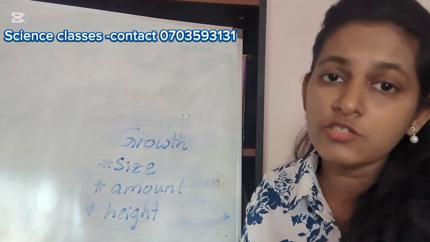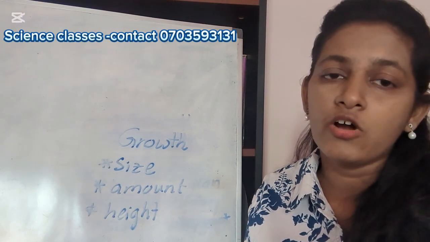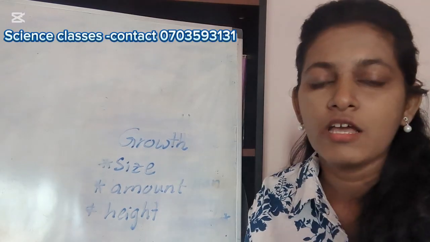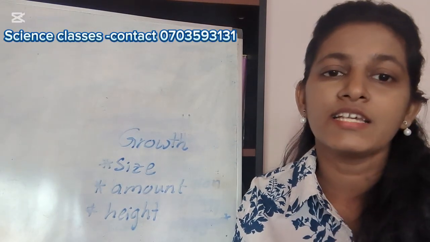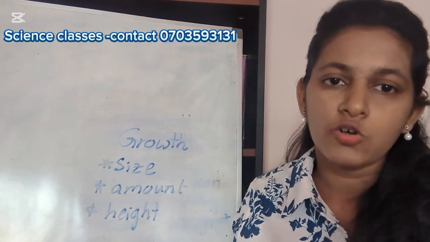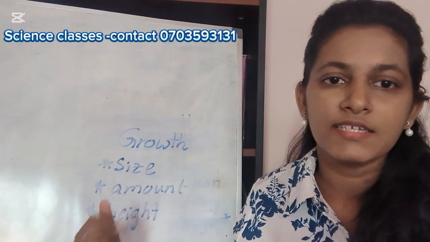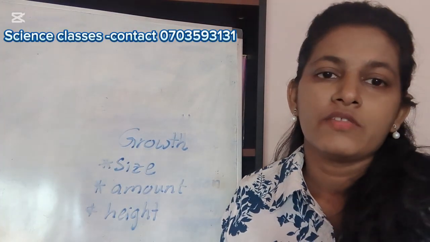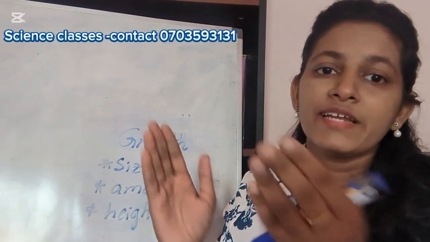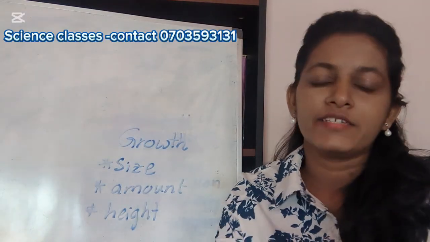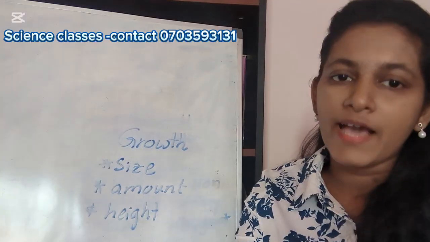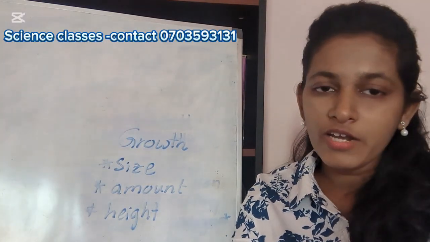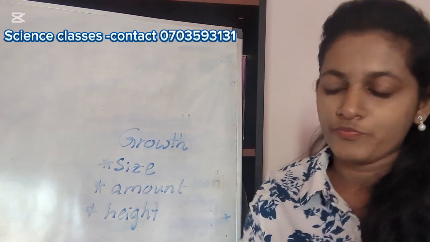The non-living things do not grow. That means they don't increase in size, they don't increase in amount, and they don't increase in height. For an example, let's take a stone which is non-living. Stones do not grow in size or amount or height. So they are not growing. So such things are known as non-living things. Living things grow and non-living things do not grow.